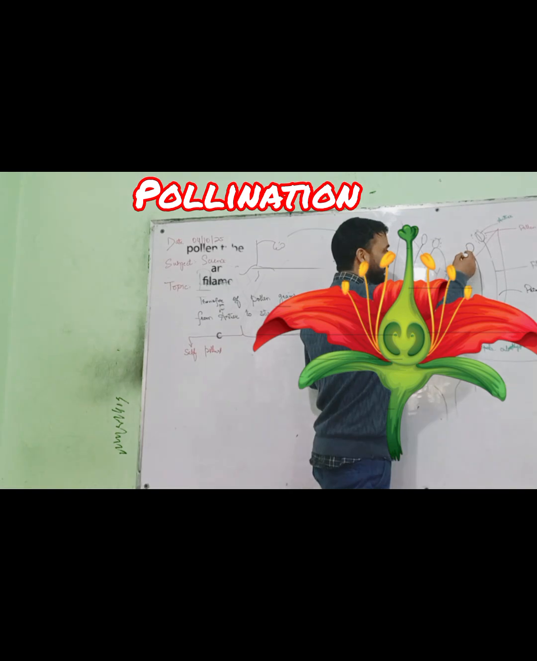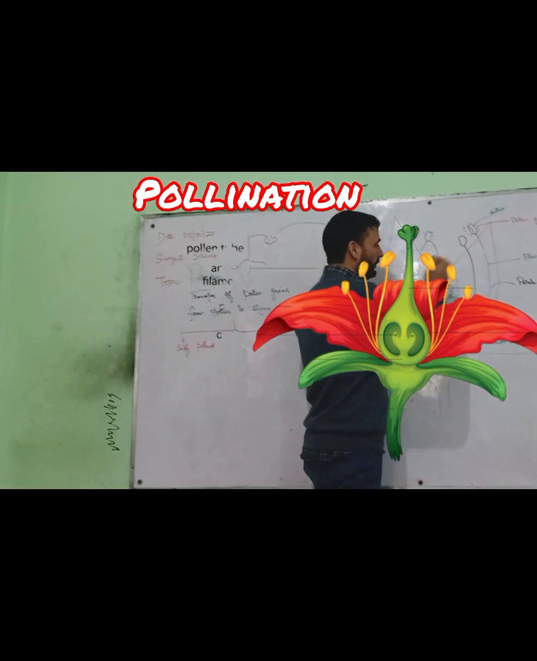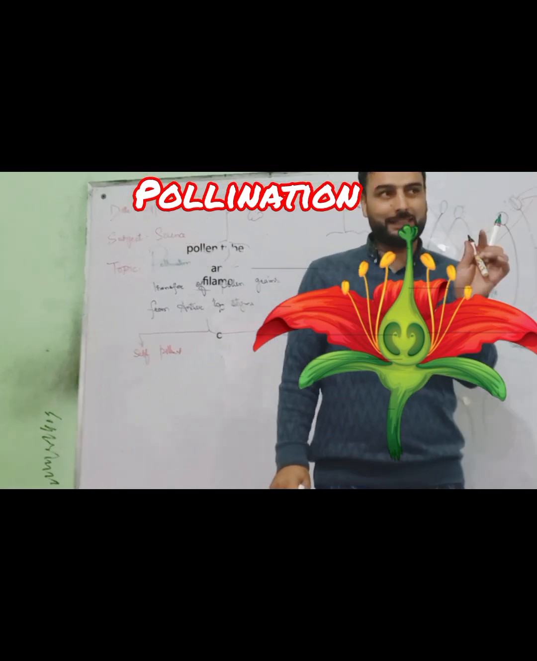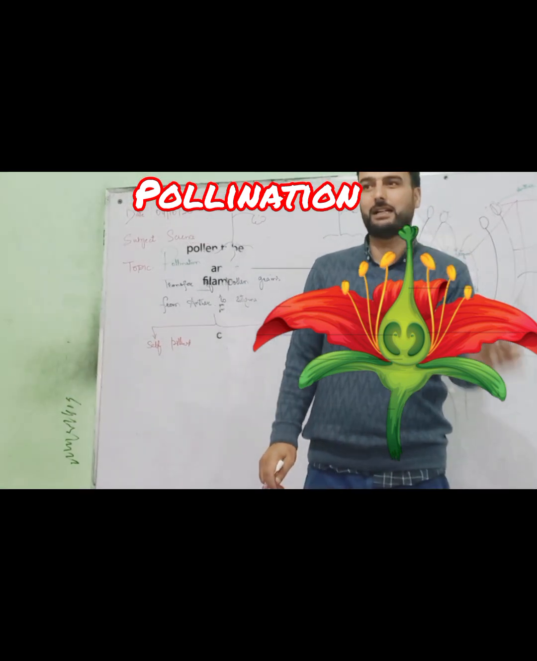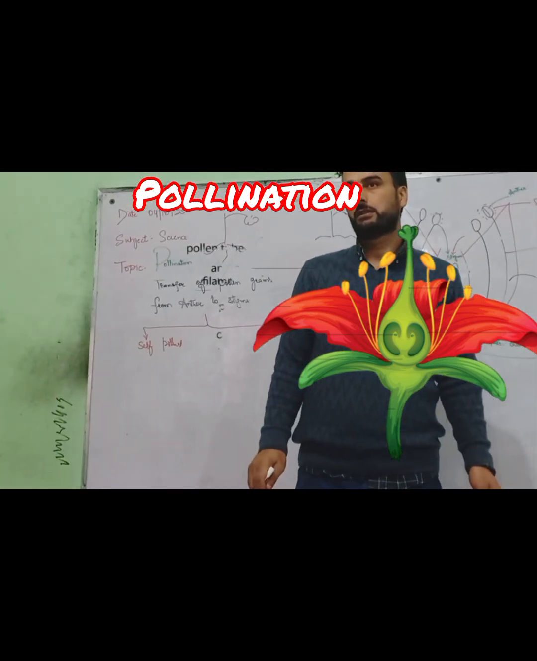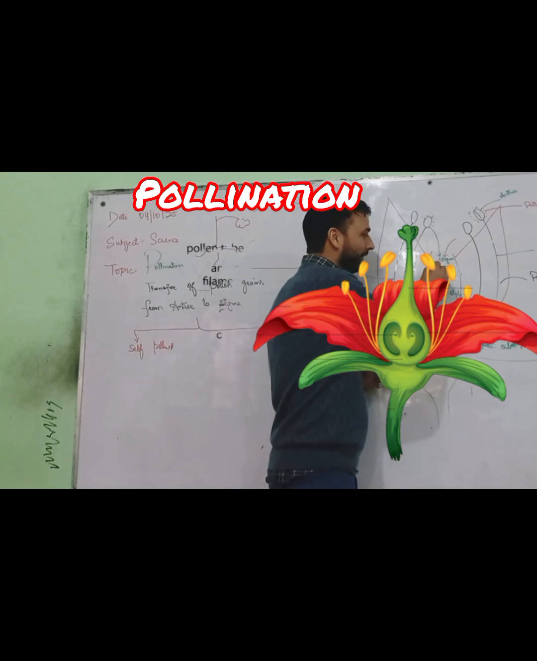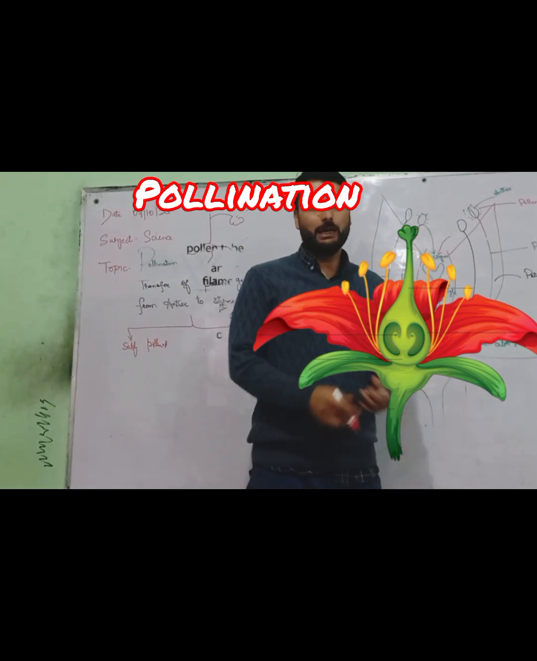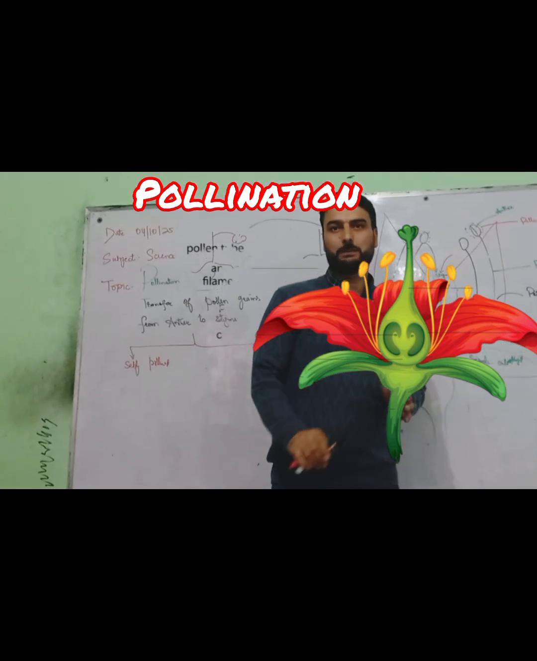After that, this honeybee moves, my dears, towards the stigma. So we already discussed, stigma is the sticky part of carpel. So pollen grains get stuck with the stigma. Now, my dears, this pollination is of two types.